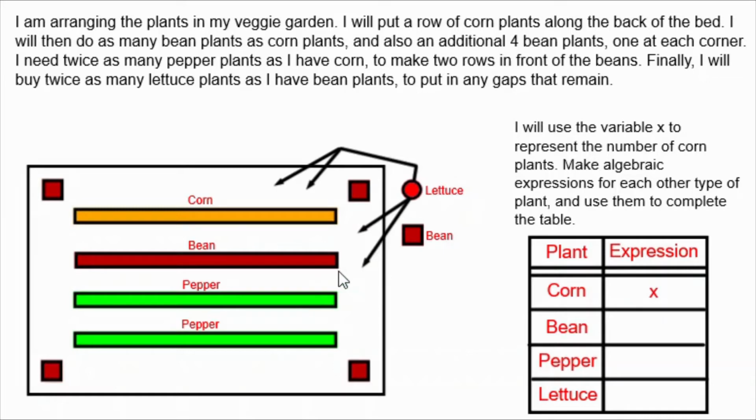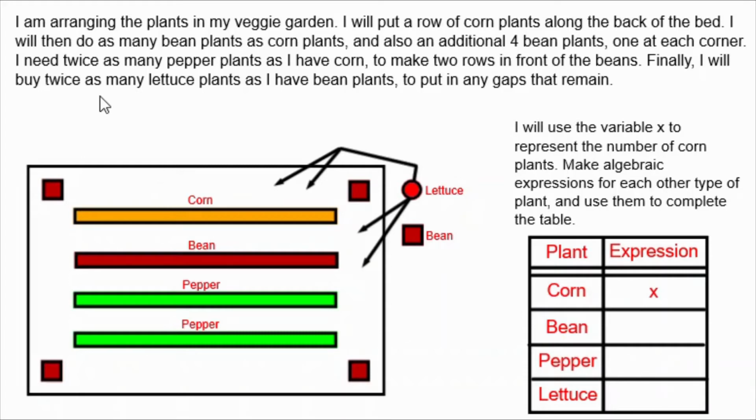Now, what we're being asked to do in this problem is not to actually solve for x. We're never going to be required to find out how many corn plants are going to be planted. But that's the thing about algebra. Sometimes you use algebraic expressions and you can do a whole math problem without ever finding out what x is. This is one of those times. If x is the number of corn plants, what algebraic expressions should I put in the table for the bean, the pepper, and the lettuce?